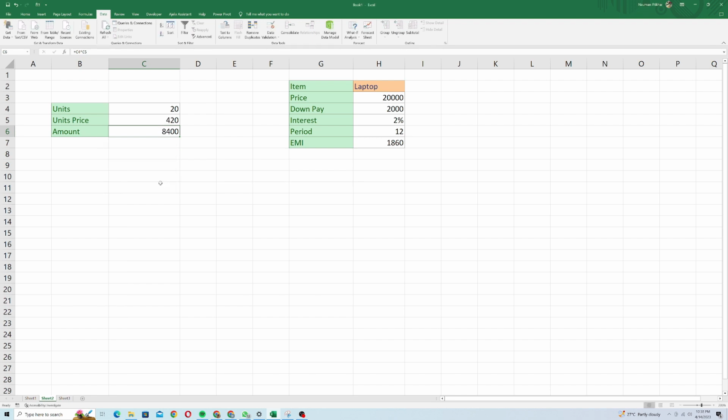So that was another simple example. Moving on to the other example, this one is a bit complex. So there is an item like a laptop, and I have to buy this laptop on EMI, easy monthly installment.